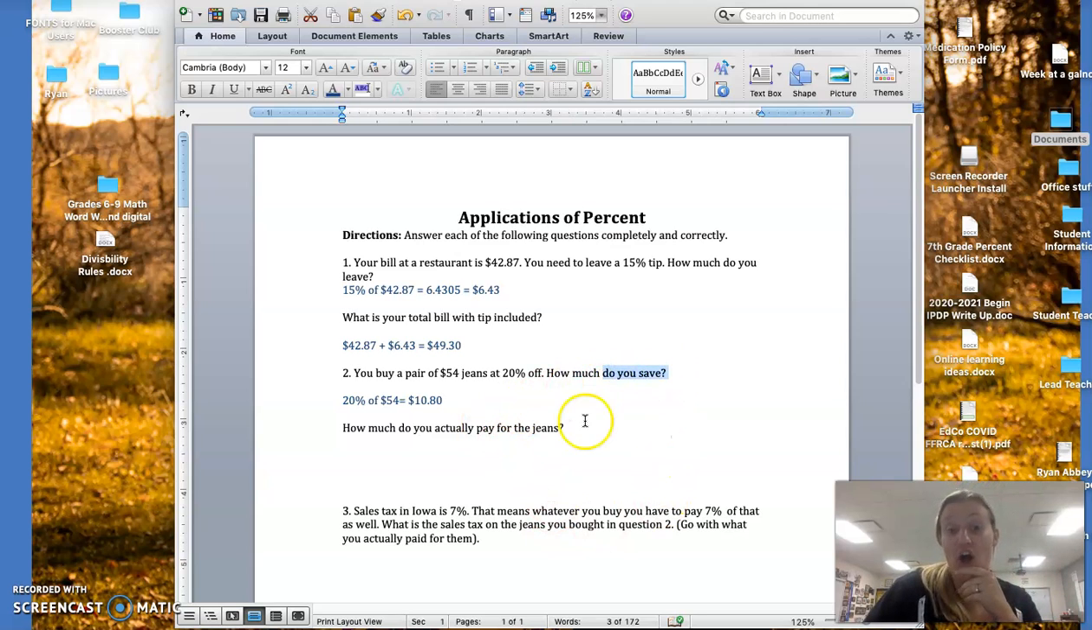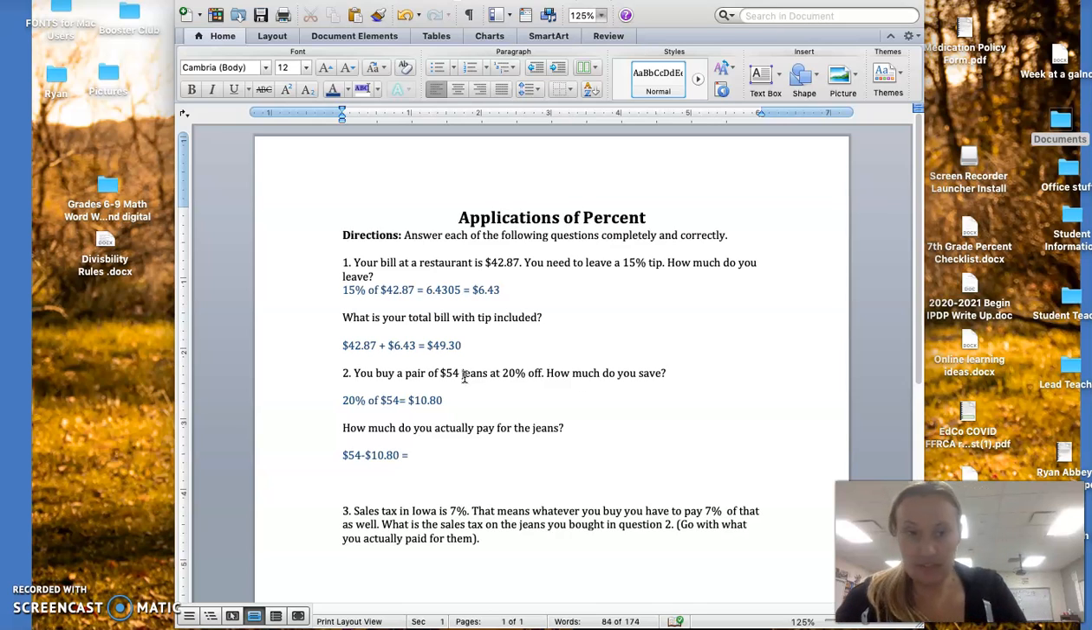They're going to take that off. So how much do we actually pay for the jeans? Well, if they're on sale, that's going to be the $54 minus the $10.80. So 54 minus 10.80 is $43.20. So that's how much we will actually pay for the jeans after they take 20% off.